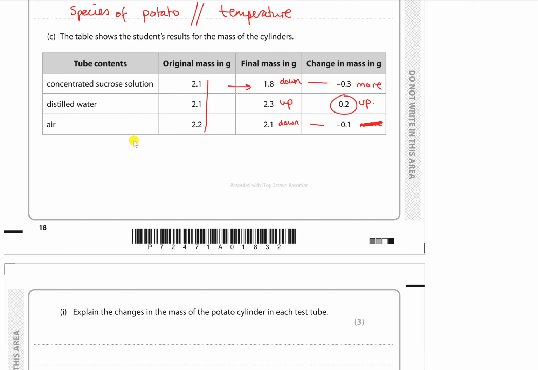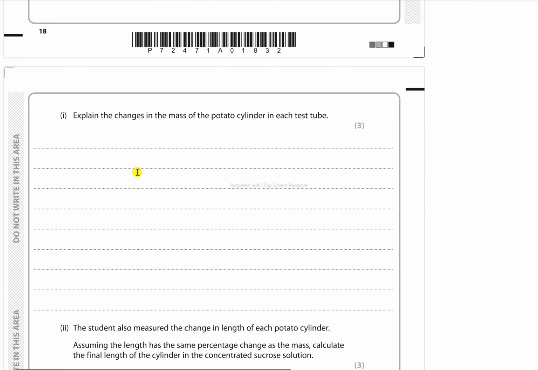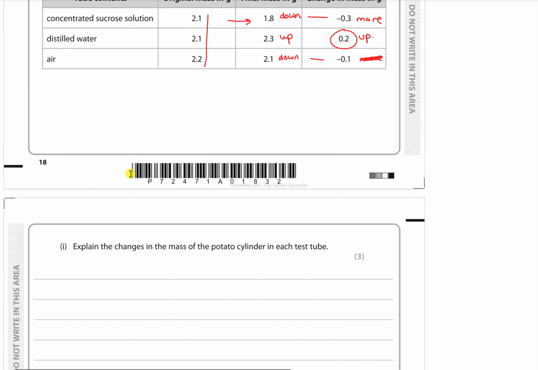We're going to explain. Right, okay, so they're saying explain the changes. Right, okay. So this is how they want it. I've just looked at the mark scheme. Right.